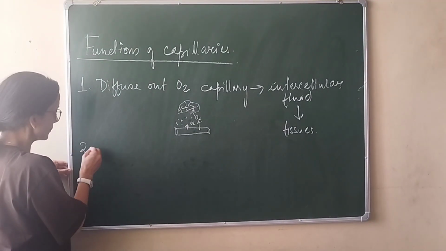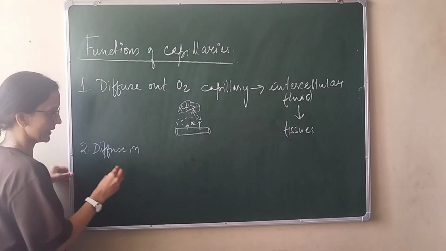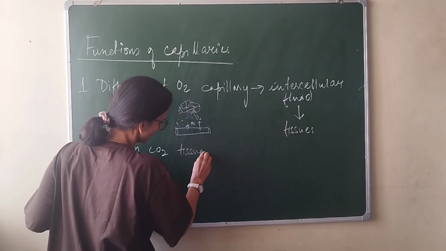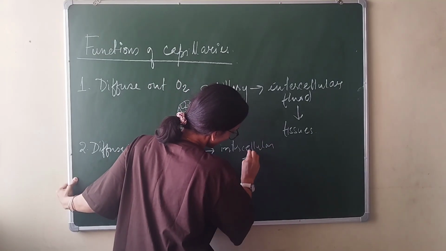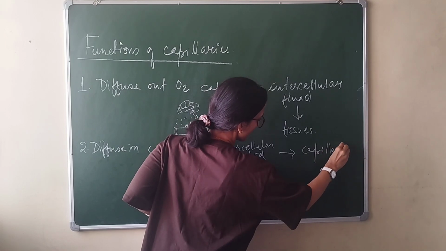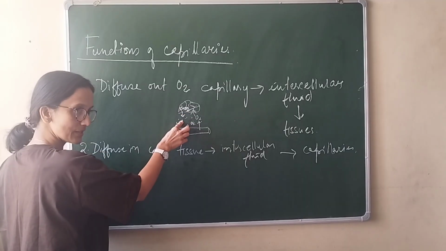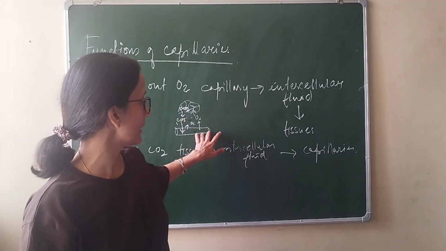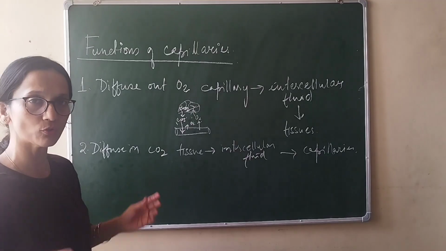In case of carbon dioxide, it allows to diffuse in, उल्टा होता है carbon dioxide, and the direction is from tissue to the intercellular fluid and वहां से into capillaries. So the carbon dioxide which is there in the tissue will first come to the intercellular fluid, and from the intercellular fluid it is going to diffuse in to the capillaries. So this is the direction how the diffuse out and diffuse in of gases happen through capillaries.